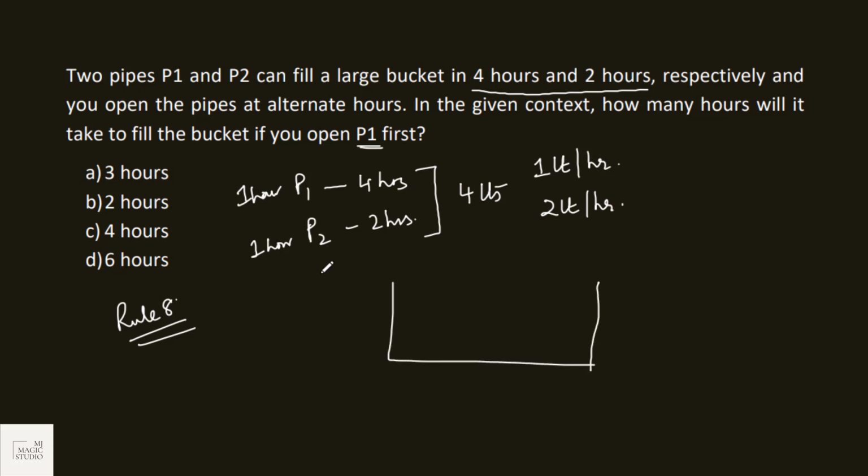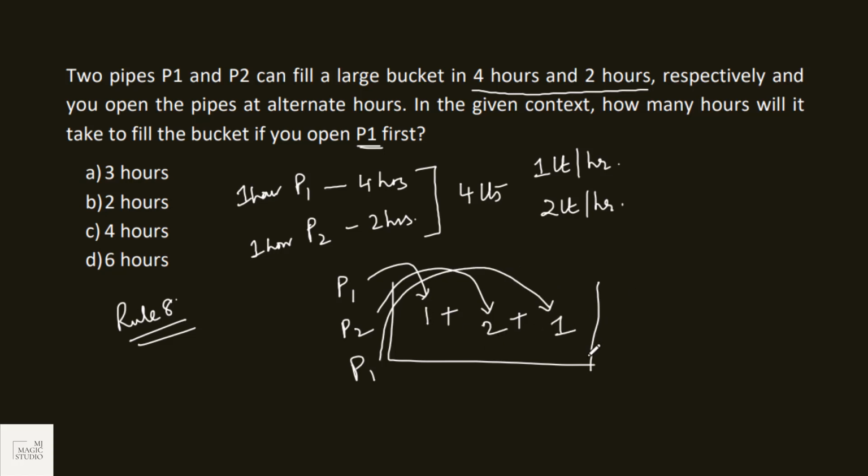Now, in this 4 liter tank, P1 is coming in and putting 1 liter. Then P2 is coming in for 1 hour and putting 2 liters. Then P1 is coming in for 1 hour and putting 1 liter, and we can see 1 plus 2 plus 1, that is 4 liters, the tank is filled up. The tank is filled up in 3 hours. Option A is the pick.